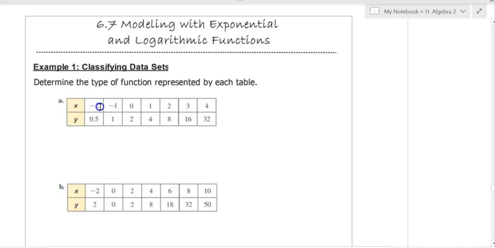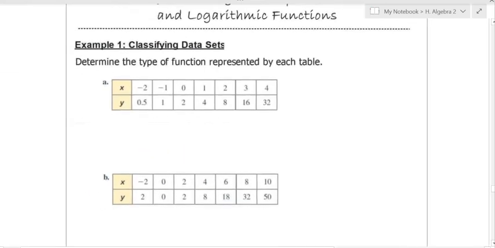What I mean by that is, you notice these x values all go up by 1, versus down here, these x values all go up by 2. And so we don't care how they're changing, they just have to be changing the same way each time, so that it's a consistent change. All right, so we're going to actually look at the y values and look for the pattern.